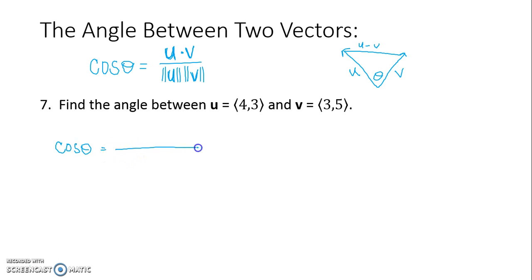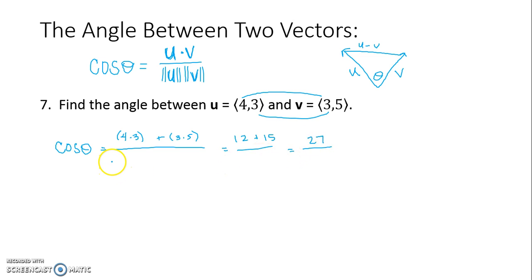First off, for my dot product, and I will write this one out a little bit more, I'm going to be doing 4 times 3, and then 3 times 5. So 4 times 3 is 12, 3 times 5 is 15. So my numerator is now 27.